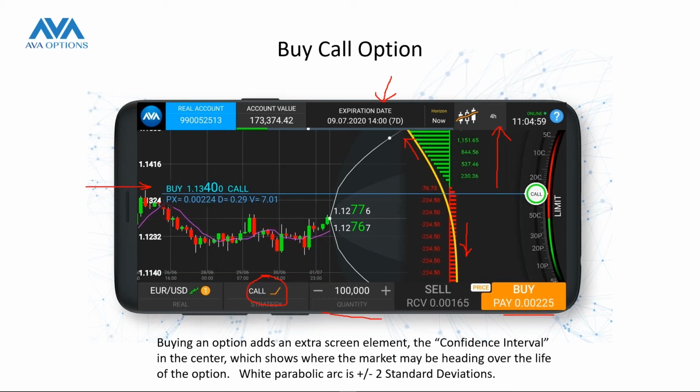Now we've got one really important new element on this screen, and that is this arc in the middle, which is called the confidence band. This white arc here, that white arc there. I don't know how to erase what I just wrote. Eraser, yes. Just get rid of these other things.